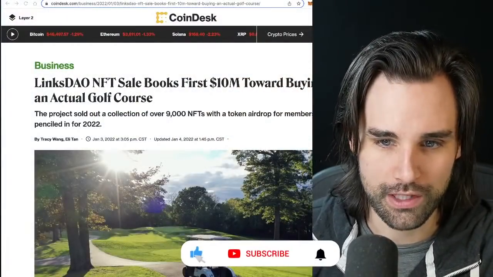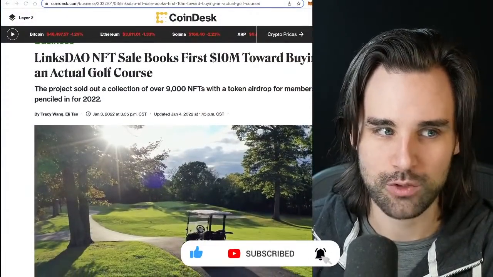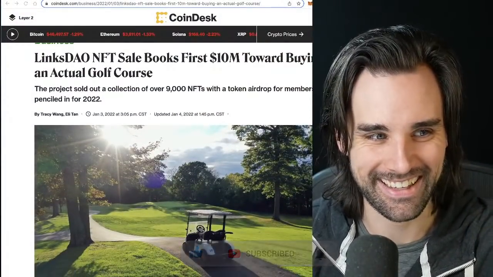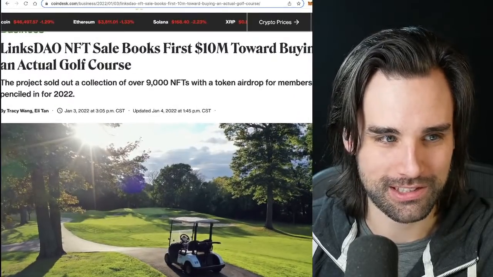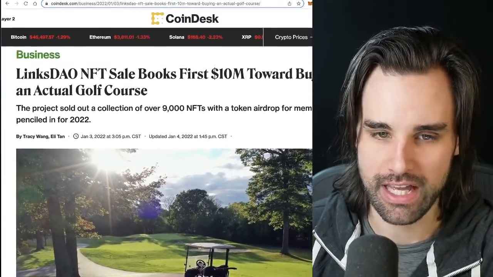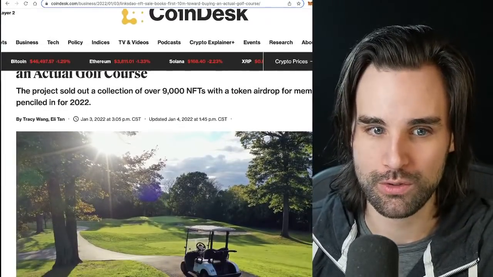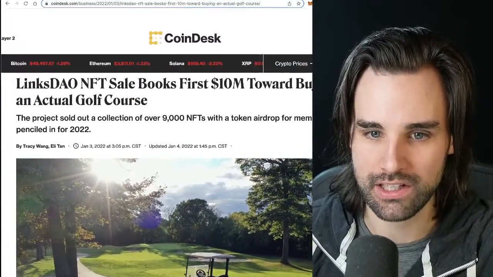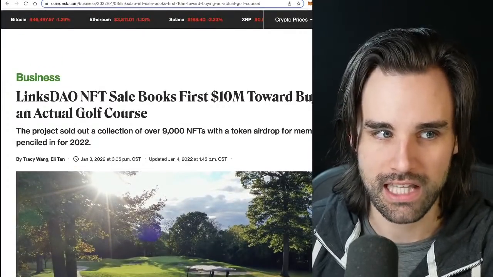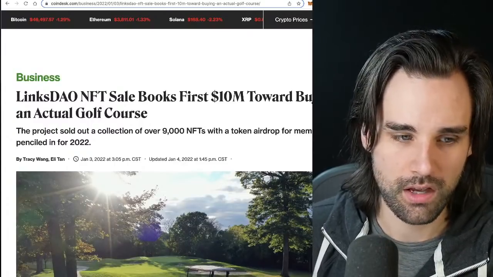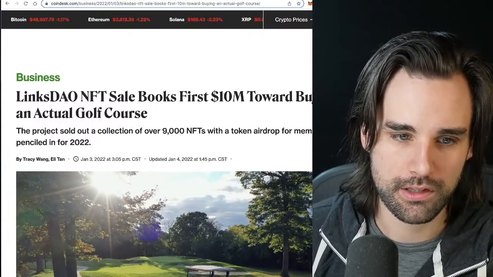But here we're actually seeing this with LinksDAO, trying to pull funds to buy an actual golf course. Okay. So there are a lot of people who will look at this and say, hey, that's kind of silly, off the top of their head. But actually, there's a lot more to it than meets the eye here. And this illustrates this idea of Web 3.0 pretty well, even to the next level of what you can do with it. So let's take a look at this.